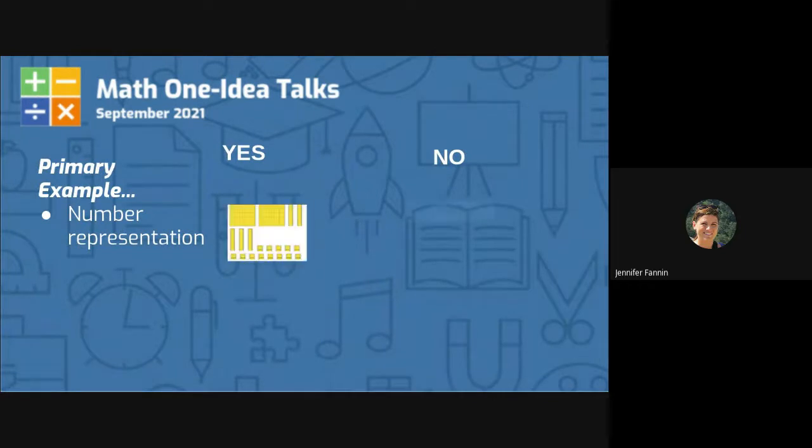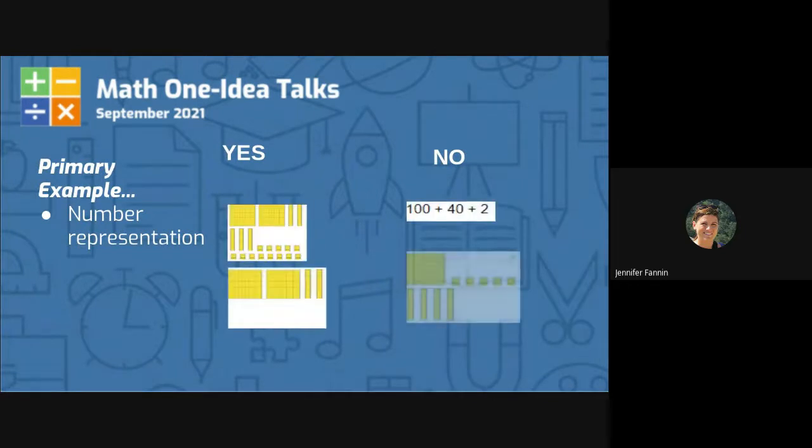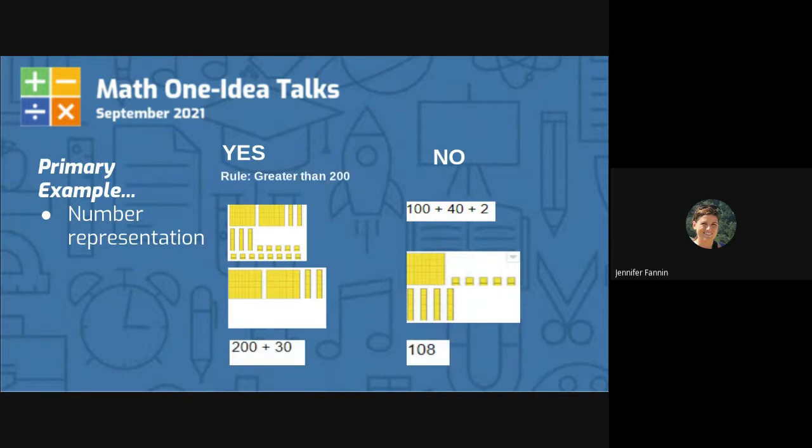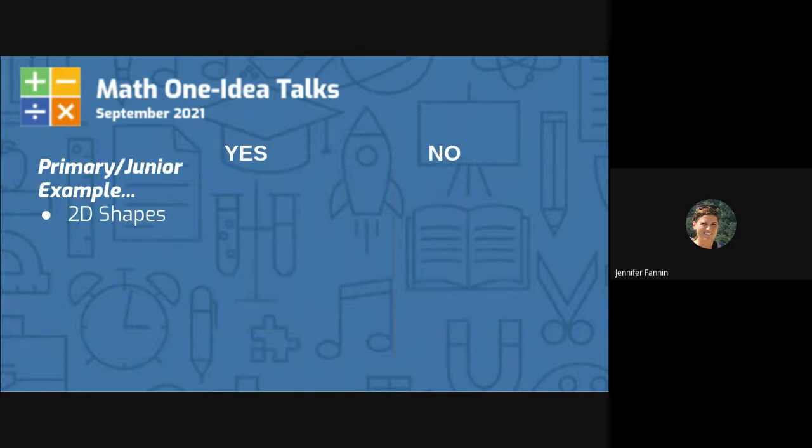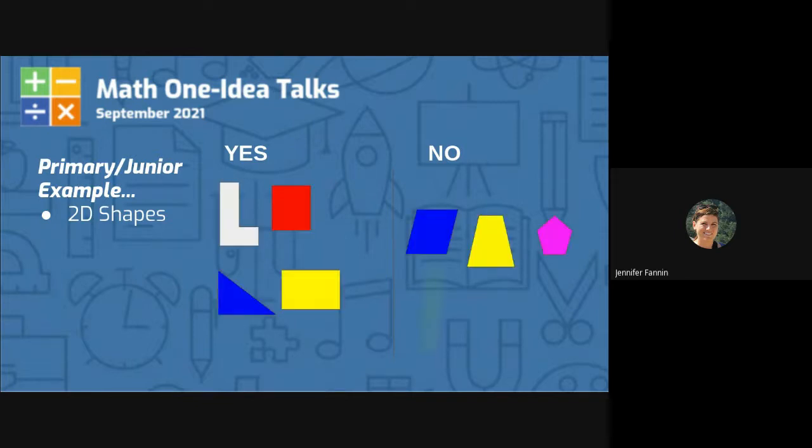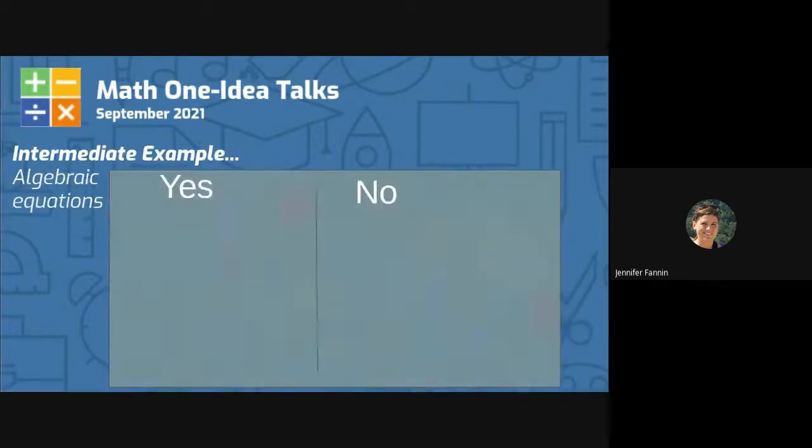I'll move a little faster in the reveal, but you would move slowly. So we would show them that the yes column, the rule was greater than 200, and no was the not greater than 200. Here's a primary junior example using 2D shapes. The yes rule is has a right angle, and the no rule is has no right angle.